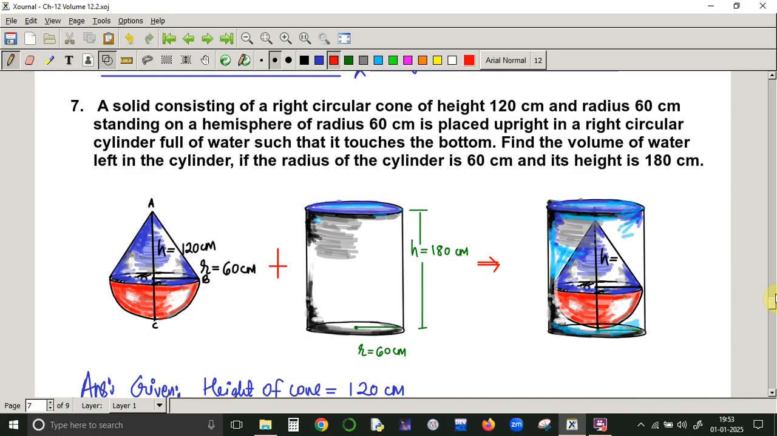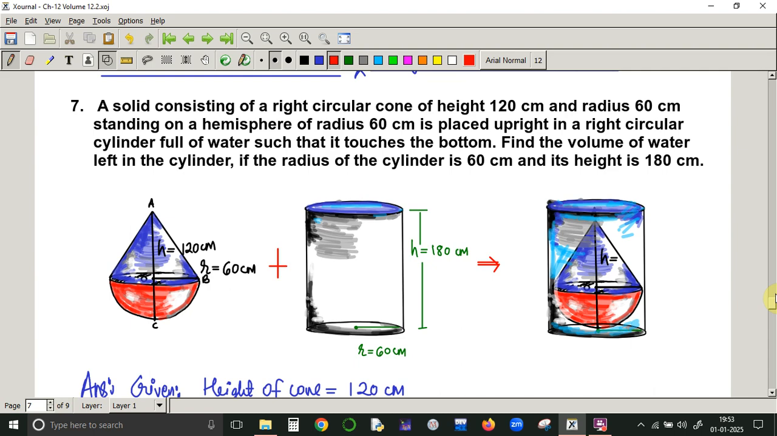7th question. A solid consists of a right circular cone of height 120 centimeter and radius 60 centimeter, standing on a hemisphere of radius 60 centimeter, is placed upright in a right circular cylinder full of water such that it touches the bottom. Find the volume of water left in the cylinder if the radius of the cylinder is 60.